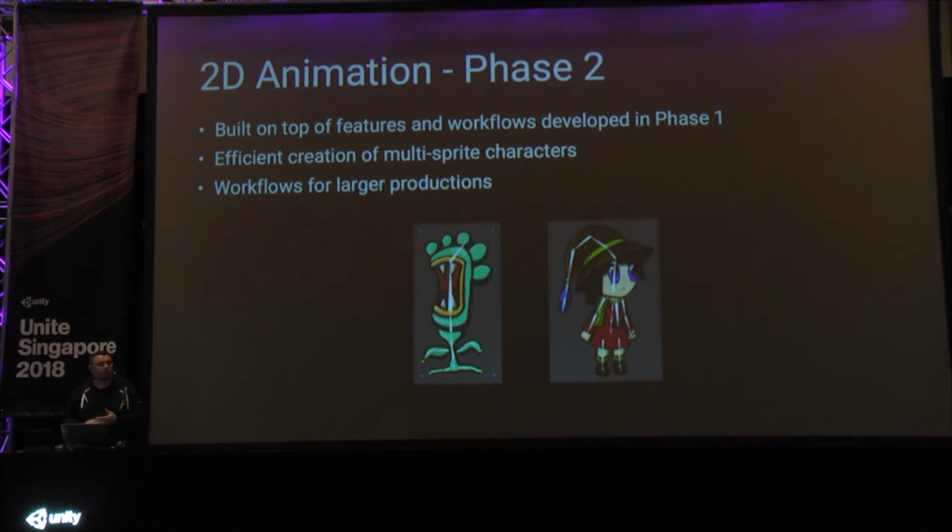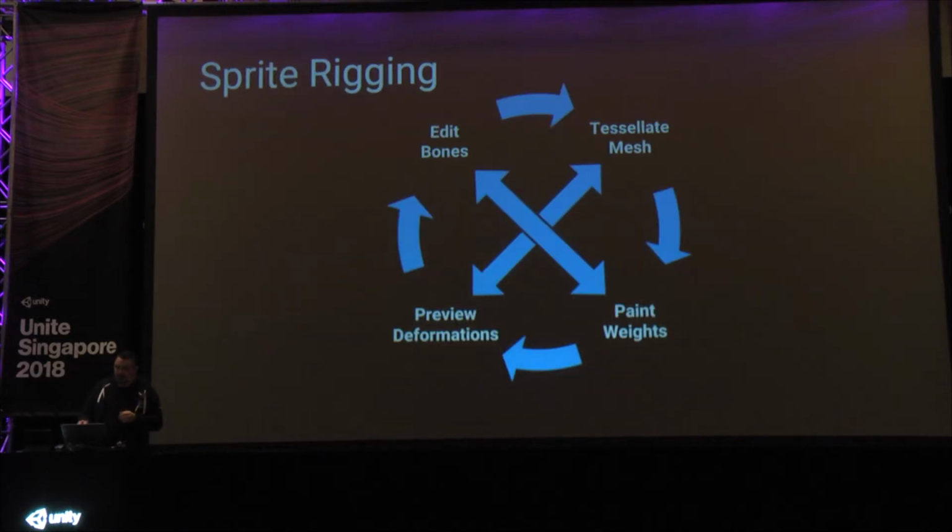You came into the forums, you spoke to us, told us what you needed, and that informed the development of phase 2. Which is built on top of what we designed in phase 1, but with a clearer focus on efficient creation of characters that are built of multiple sprites or multiple pieces, and also workflows for larger productions. For example, the iteration loop that is there in phase 2 is a lot tighter than it used to be in phase 1. So when we talk about sprite rigging, when we talk about the 2D animation package, we're talking about this process, right? Of bringing in a sprite, editing those bones, adding them. I'll show you a little bit about how that works in the editor.